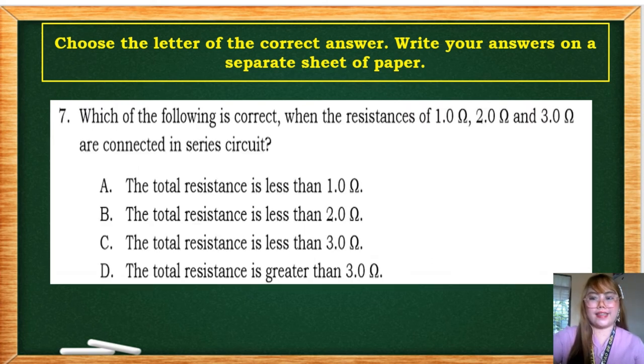Number 7. Which of the following is correct? When the resistances of 1 ohm, 2 ohms, and 3 ohms are connected in series circuit. A. The total resistance is less than 1 ohm. B. The total resistance is less than 2 ohms. C. The total resistance is less than 3 ohms. D. The total resistance is greater than 3 ohms.